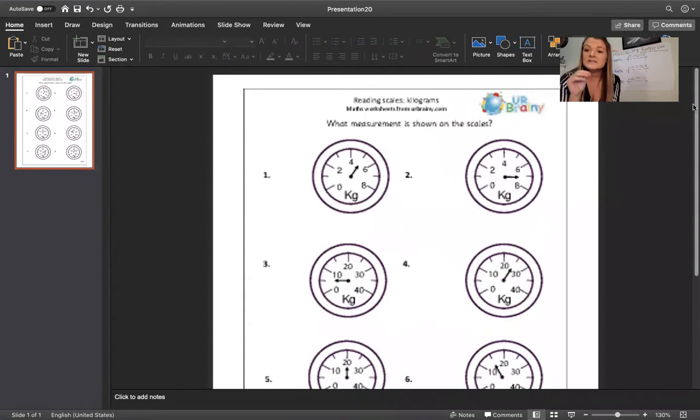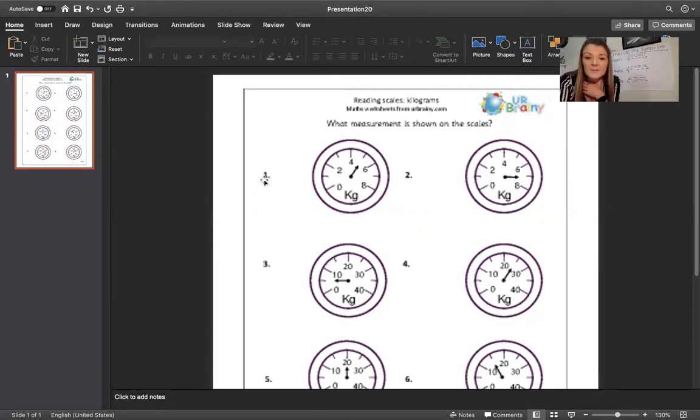I want to review how we read scales. If you remember, scales are tools that we use to measure how much something weighs. Now, when we were in school, we talked about how some scales can be used to measure things in pounds, but other scales can be used to measure things in grams and kilograms. Does anyone remember how many grams makes a kilogram? Hopefully you're thinking kilo means 1,000. It takes 1,000 grams to make 1 kilogram.